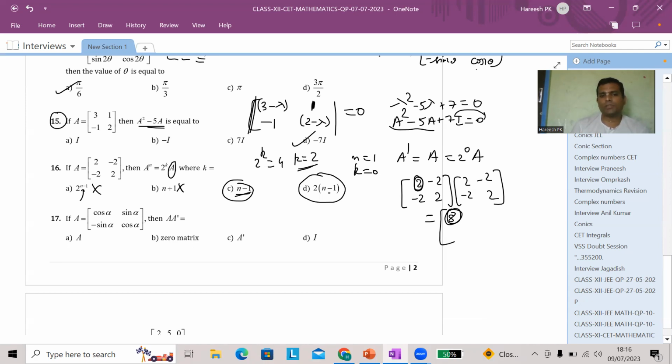So out of these two options, which is going to give you k as 2 when n is 2? Naturally, when n is 2, this is the right answer, because when you substitute n as 2, 2 minus 1 is 1, 1 into 2 is 2. So it's option D. Again, an easy way to solve this, right? Next one.